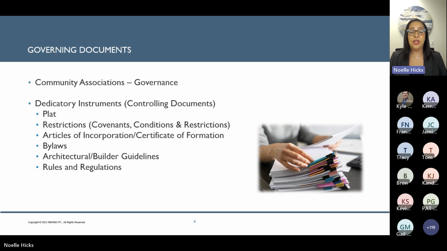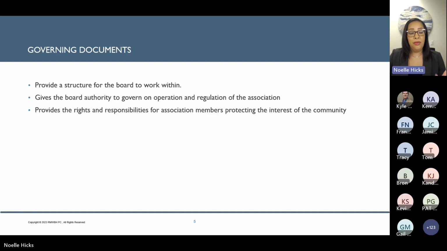Sometimes there are other governing documents or dedicatory instruments like builder or architectural guidelines that help the association with how new construction, for example, or improvements should be done. And then sometimes we have other rules and regulations, and the first thing that pops into my mind is pool rules, or if we're talking about condominiums, the regulations about how common areas should be used or maintained, or who has the responsibility, like a responsibility matrix, to maintain certain common elements versus inside of the unit.